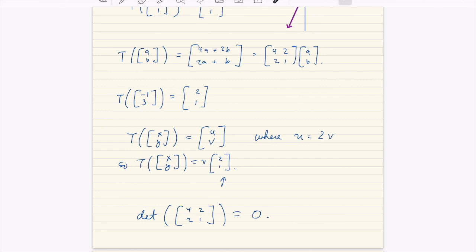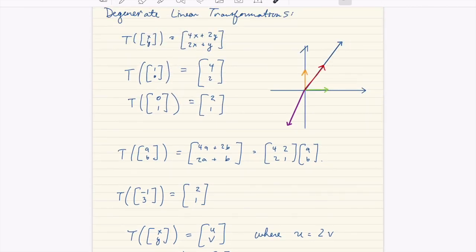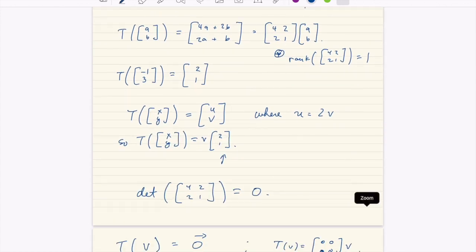But I just want you to think about what's the dimension of the image for our example (4, 2, 2, 1). That's going to be just a line in R2, so that's a 1-dimensional image. And I also want to ask what's the rank of the matrix. It turns out that the rank of the matrix (4, 2, 2, 1) is also 1. Rather curious. We'll talk more about rank of matrices and linear transformations.